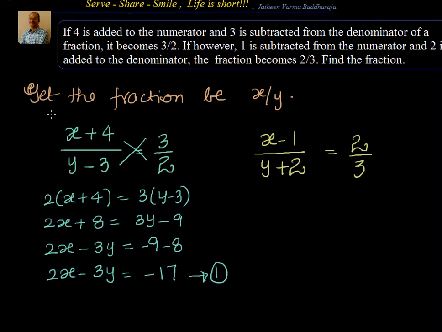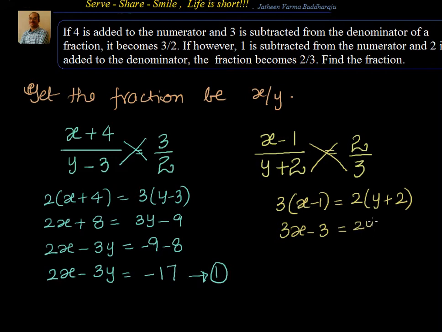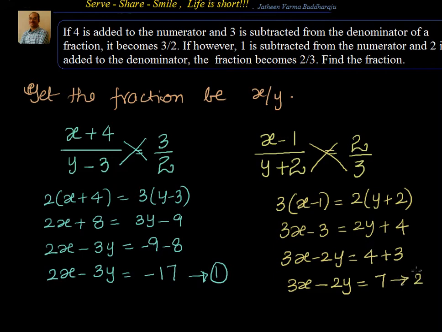Now let's simplify the second one. Do cross multiplication again. Here we will have 3 into x minus 1 equal to 2 into y plus 2. If you simplify, 3x minus 3 equal to 2y plus 4. Taking 2y to the left hand side, we have 3x minus 2y equal to 4 plus 3, so it will be 3x minus 2y equal to 7. So this is my equation number 2.